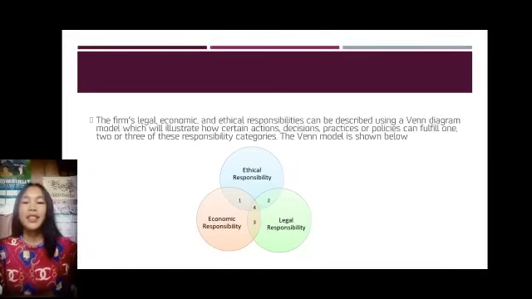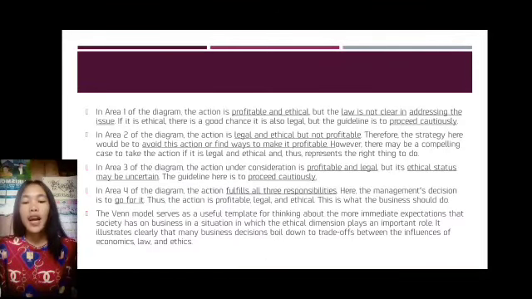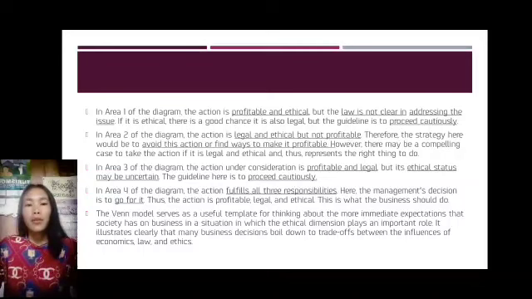First is 1. The action is profitable and ethical, but the law is not clear in addressing the issue. It is ethical, there is a good chance it is also legal, but the guideline is to proceed cautiously. Profitable means yielding profit or financial gain.